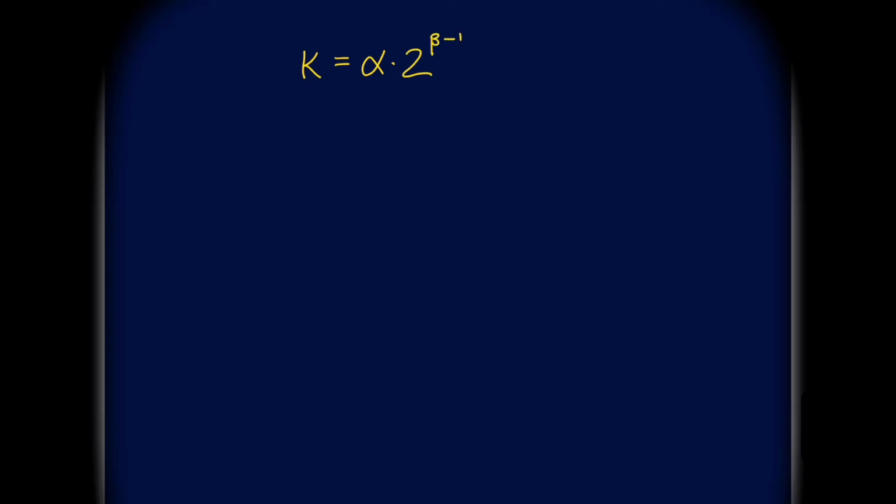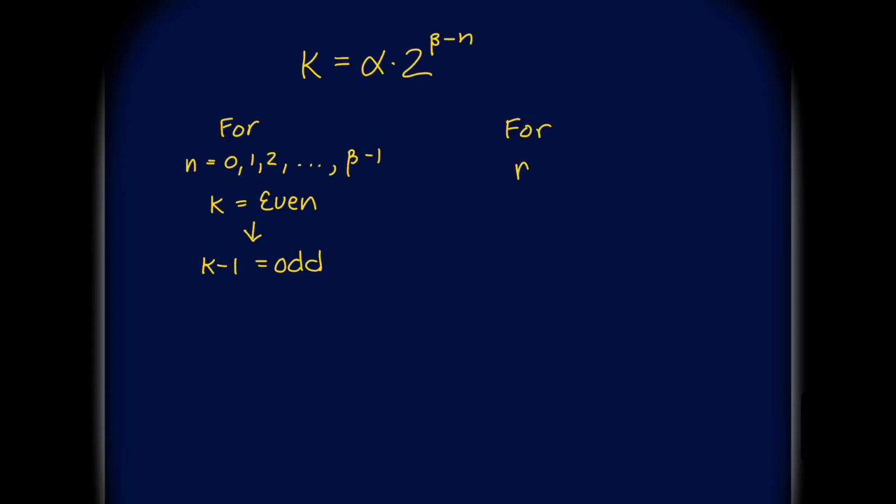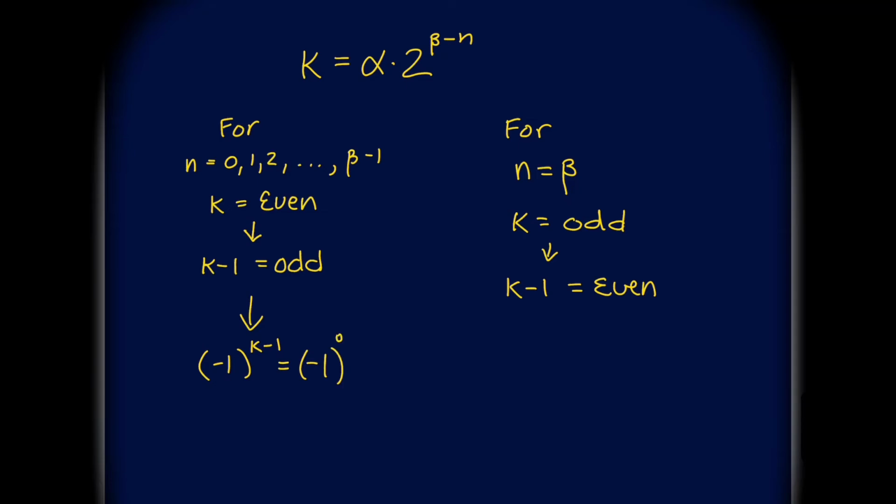So now if k is equal to alpha times 2 raised to the beta minus n power, for all the values of n, starting from 0 to beta minus 1, k is an even number, and therefore k minus 1 is an odd number. For n equals beta, k is an odd number, so k minus 1 is an even number. This plays a role in our expression with negative 1 raised to the k minus 1 power. When that power is odd, we get negative 1. When that power is even, we get positive 1. And we only get positive 1 for the n equals beta case.